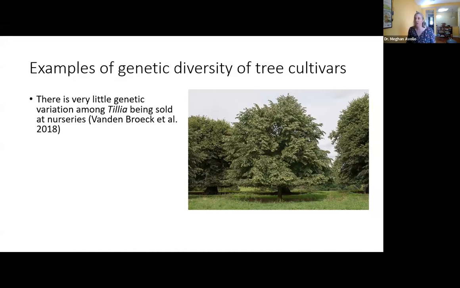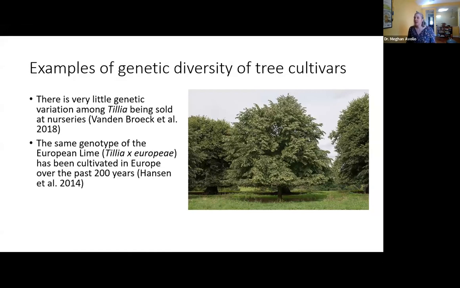Generally, there's just 2 cultivars in Europe. There's an amazing example of the exact same genotype of a European lime that has been cultivated for the past 200 years, which means different people, because people don't live 200 years, have been going back to the same tree, which has lived 200 years, and taking cuttings or doing graftings and selling this. So this means that across space, there's really no genetic diversity, right? If all these exact same cuttings are being planted, but also through time, there's really been no diversity.